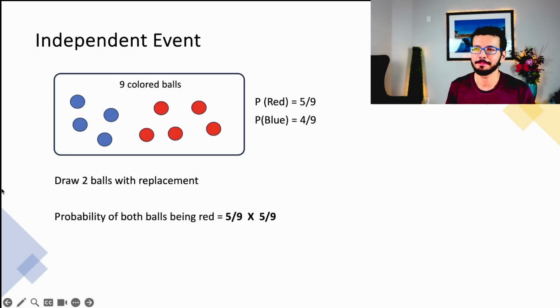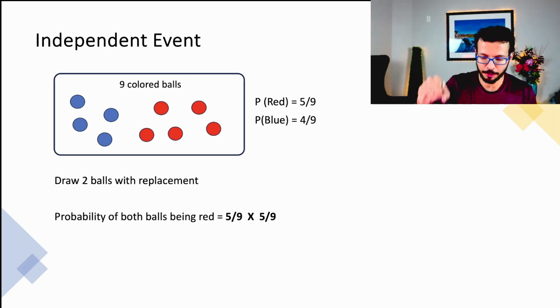Let's look at another example of an independent event. Let's say you have a box with 9 colored balls. 5 of them are red and 4 of them are blue. So if you draw one ball, the probability that it is going to be red is 5 upon 9, and the probability that it will be blue is 4 upon 9. Now let's say I ask you to draw two balls, but with replacement, which means you draw the first ball, you take a look at the color of the ball, you put it back, mix it well, and then draw another ball, and you take a look at the color of that ball. What is the probability that both of these balls are red?